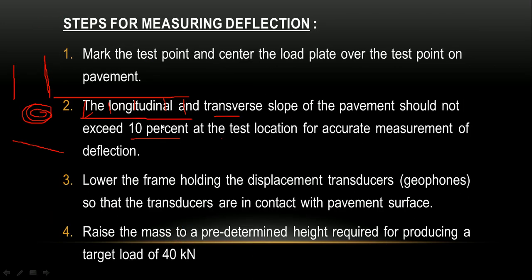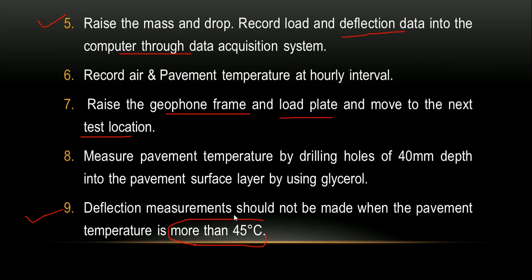Clear? So you mark the points, and the slope of the pavement should not be more than 10%. Lower the entire loading frame such that the geophones touch the top surface of the pavement. After that, raise the mass to the predetermined height and apply the target load of 40 kilonewton. Then drop the weight and measure the deflection using the geophones through the computer, the data acquisition system.